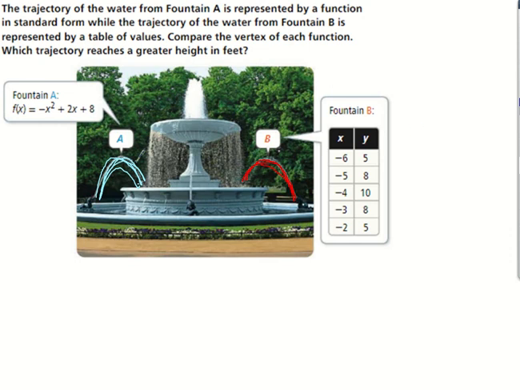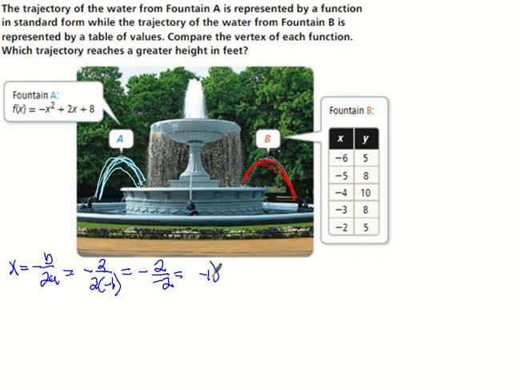So we know for fountain A, we have to use our negative b over 2a to find our vertex. So I'm just going to do that. So negative b over 2a would get me negative 2 over 2 times negative 1. See, negative 1 will get me negative 2 over negative 2. So it is a double negative, and so we can think of it as 2 over negative 2 would get me negative 1, but we're really asking for the opposite of that, and so our x is going to be positive 1. Yay, not negative. Okay, positive 1.